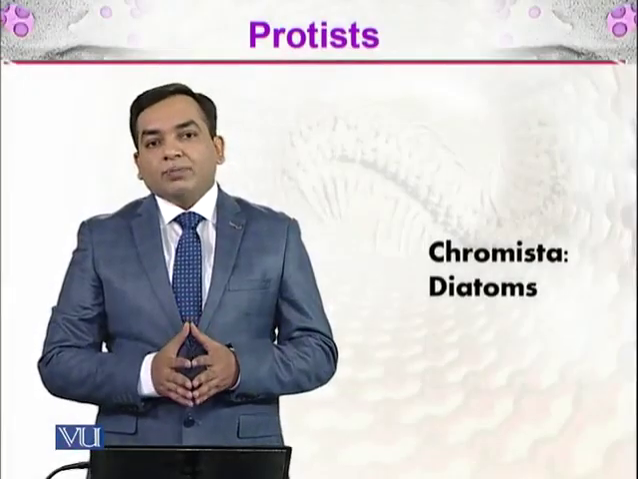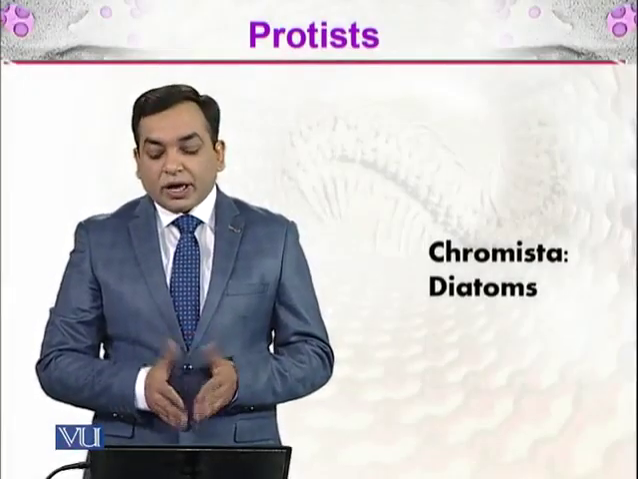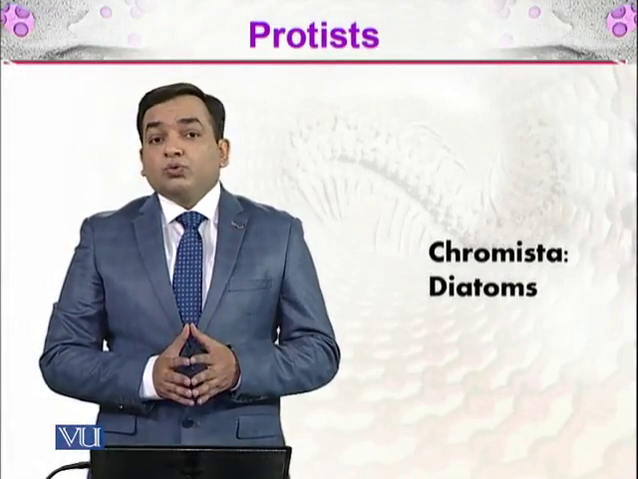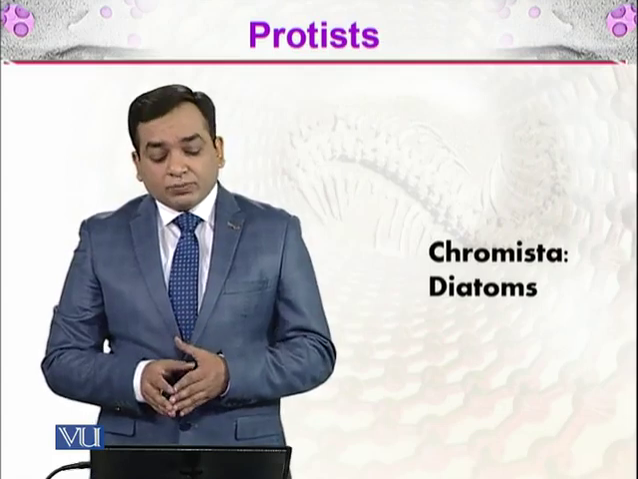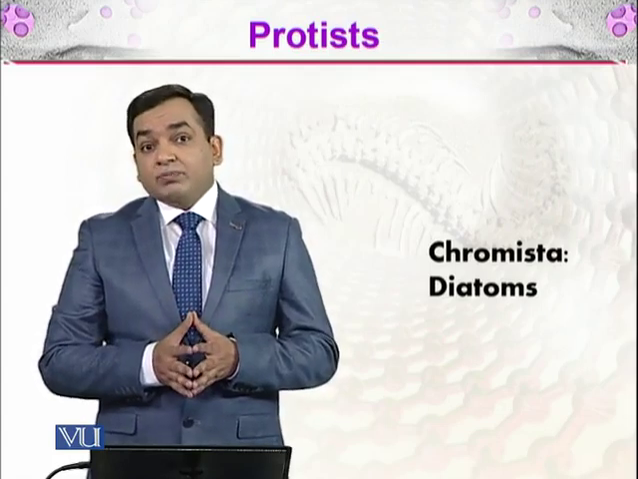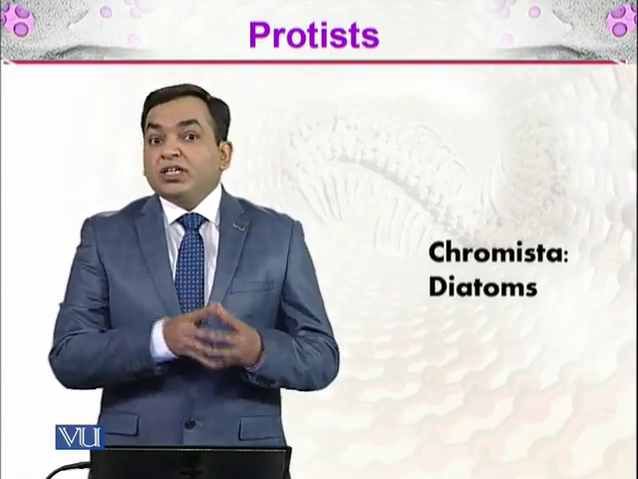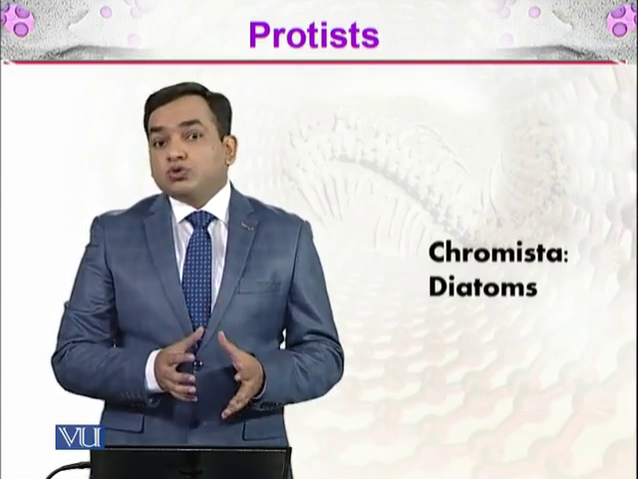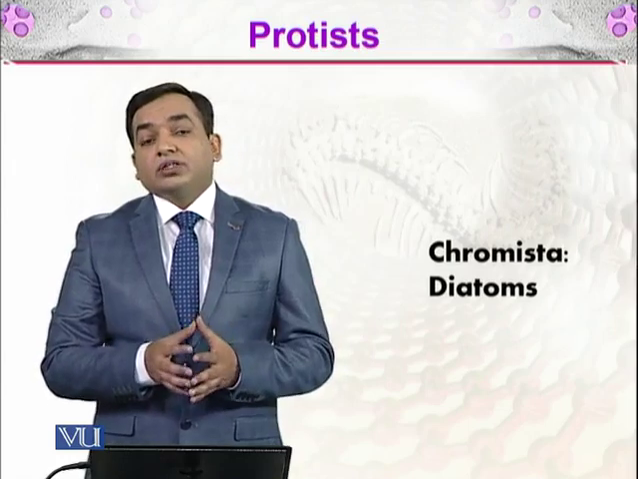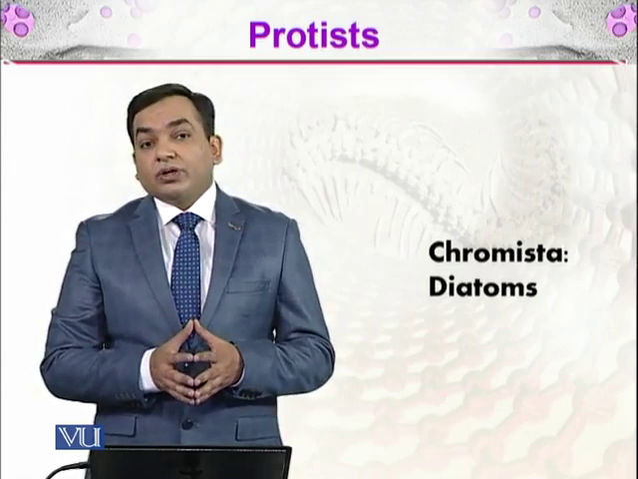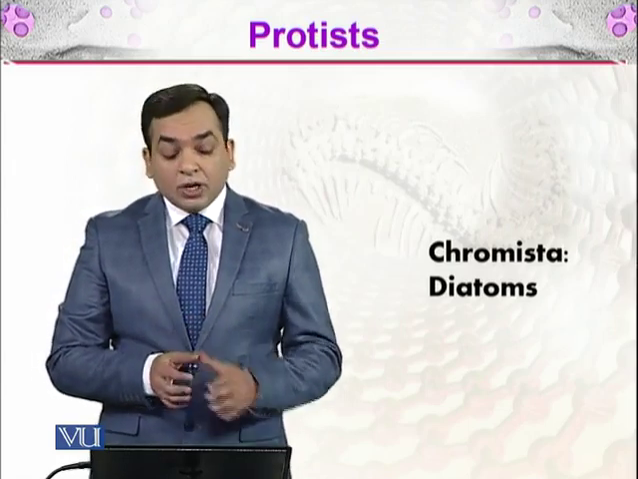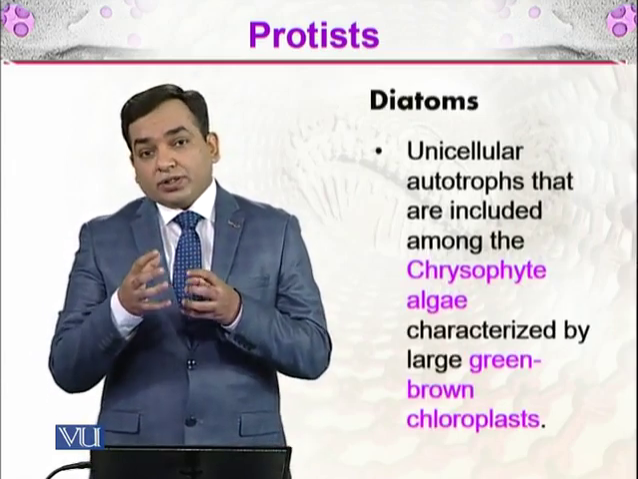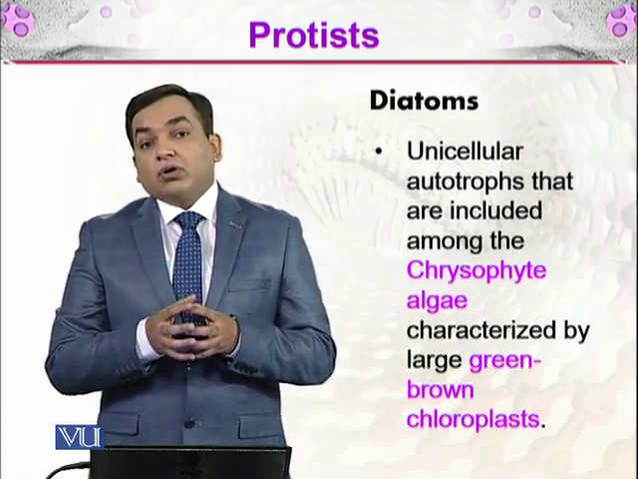In this topic about the protists, we will be discussing the diatoms. Diatoms come from the two words di and atom. So what does diatom mean? Di means two and atom is a small indivisible part. The part which cannot be further divided is called an atom. So diatoms means that they were made up of two parts, and that's why they were called diatoms.